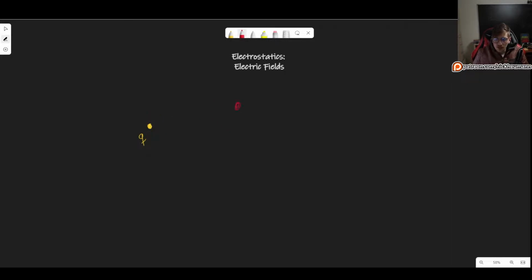So whether we put a charge here or here or here or there, it doesn't matter where we put it. Anywhere we put it, it's going to experience some force. The force, of course, will depend on how close they are, how much charge those objects have. But the point is that they experience a force.